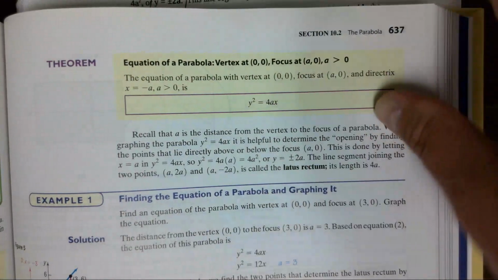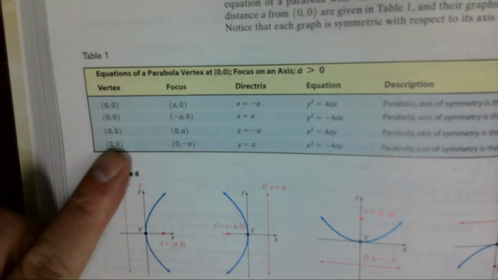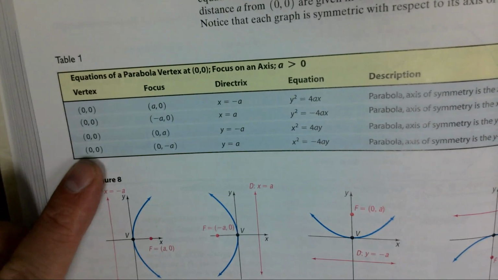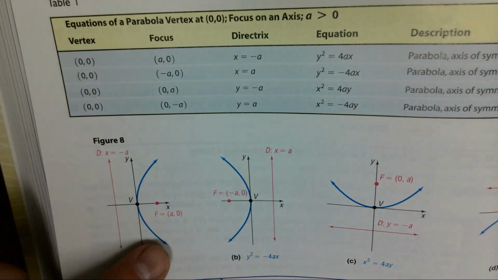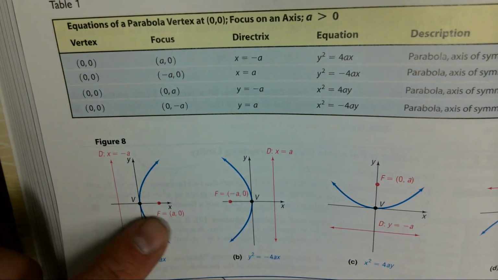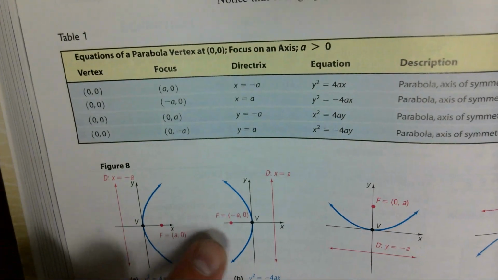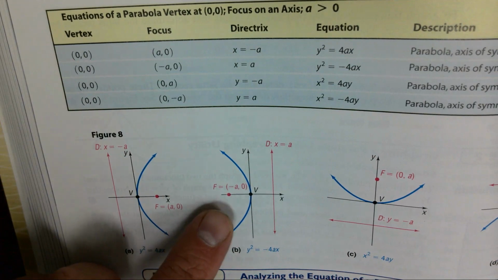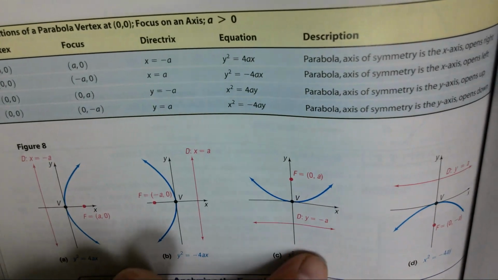Here's just the first theorem, but on 638, you have this box here, and the easiest ones have the vertex at 0. So like here, when it's to the right, the focus is to the right. Here where it opens left, the focus is on the left, and so forth. There's the upwards and there's the downwards.